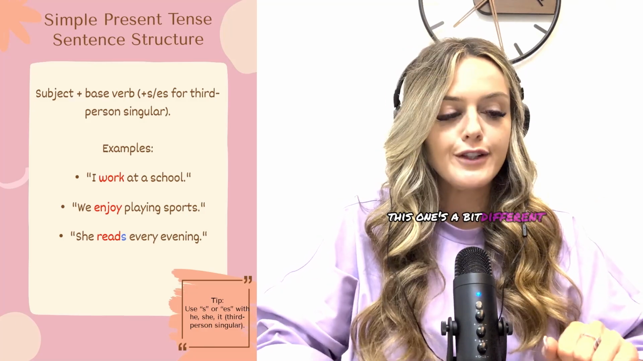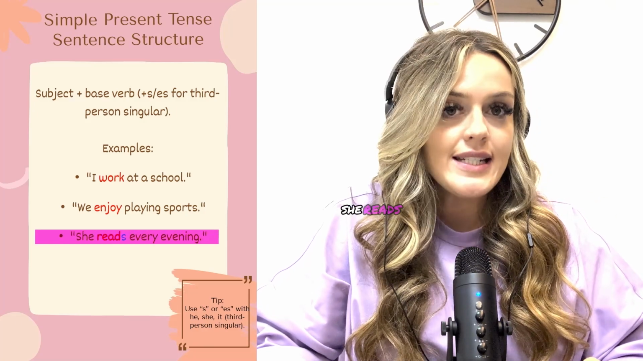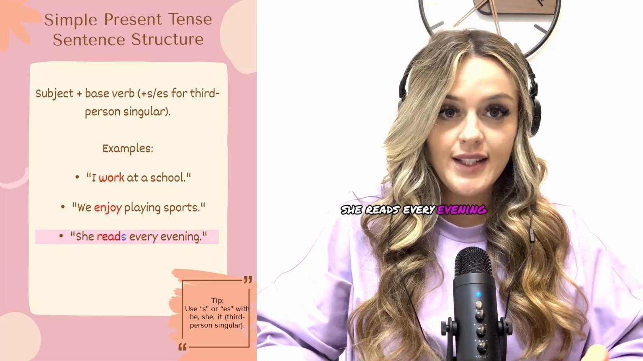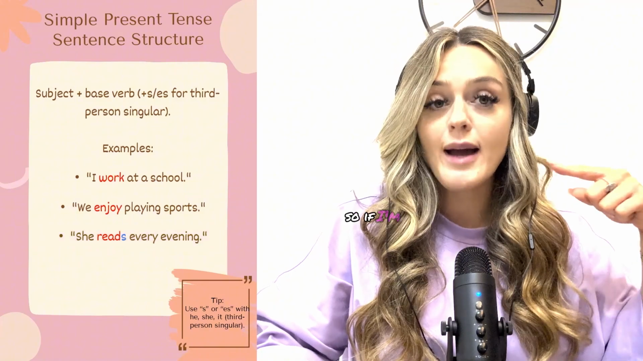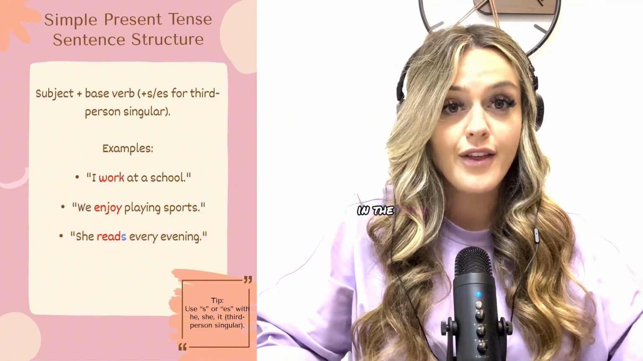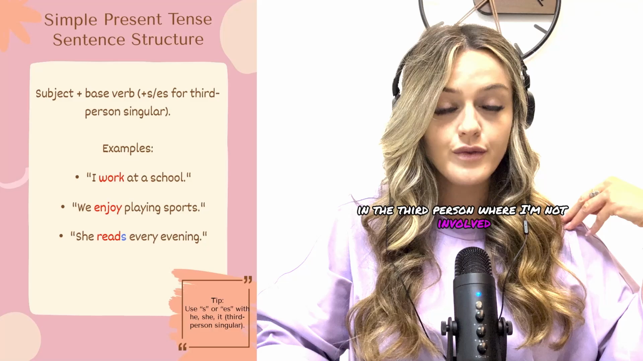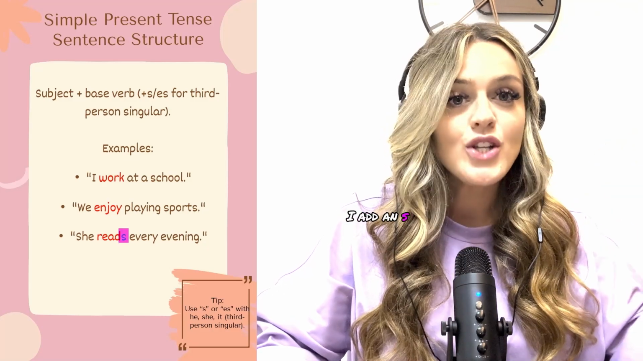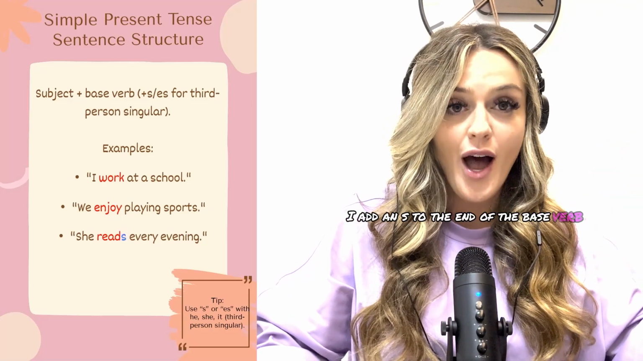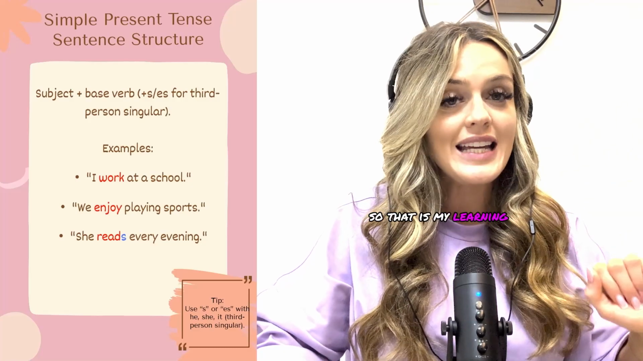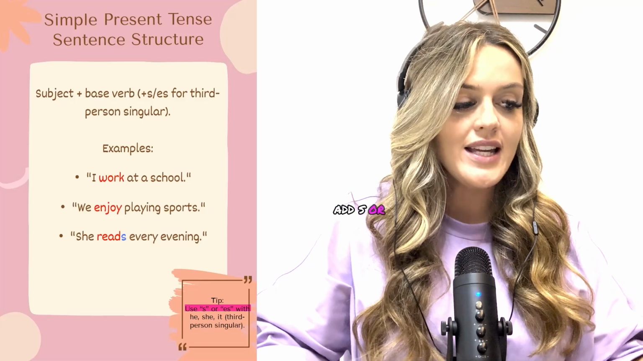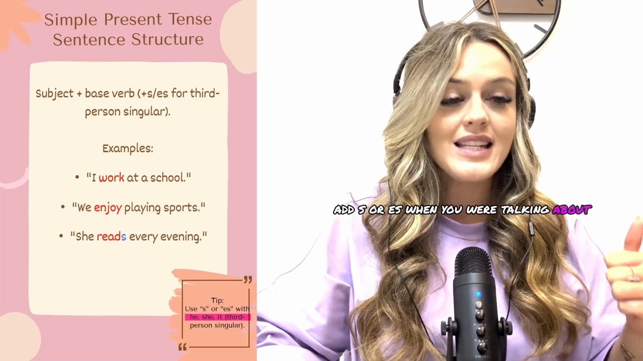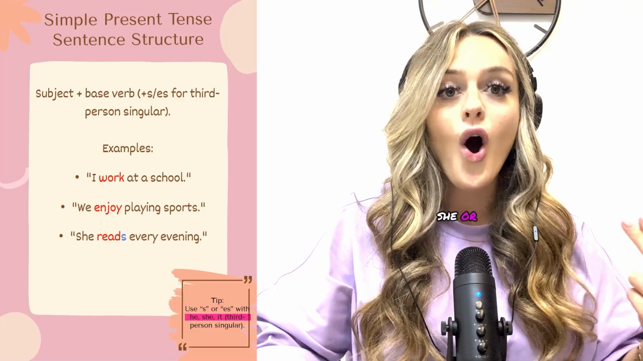This one's a bit different. She reads every evening. So if I'm talking about somebody else in the third person where I'm not involved, I add an S to the end of the base verb. So that is my Learning English top tip for this week. Add S or ES when you are talking about he, she, or it.